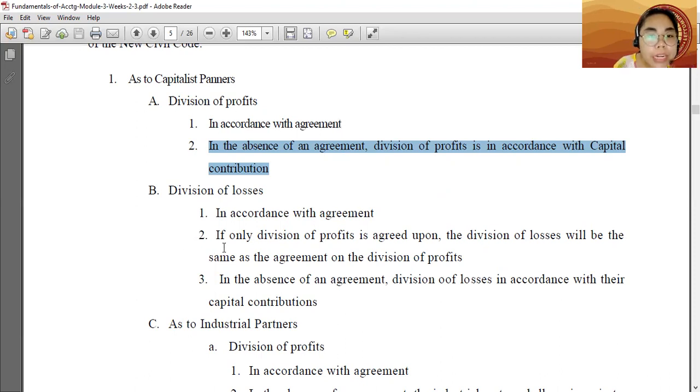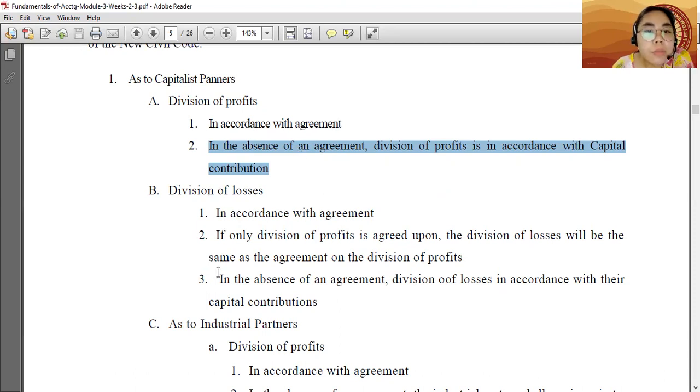So number two, class, if only the division of profits is agreed upon and stipulated in the articles of partnership, the division of losses will be the same as the agreement on the division of profits. So if only the division of profits is stated in the articles of partnership, the division of losses will also be the same as how the profits are divided. Okay. Number three, in the absence of an agreement, the division of losses is in accordance with their capital contribution. So the same, class, as in the division of profits.